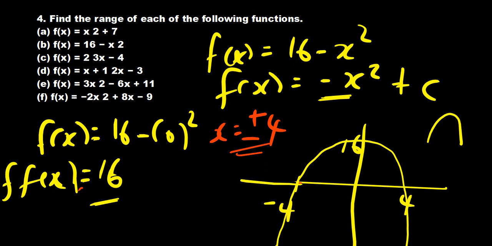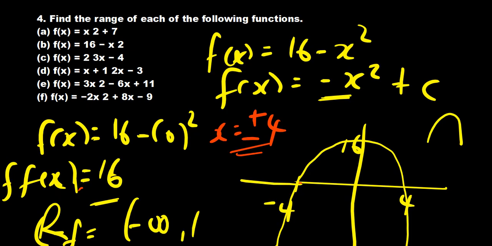Okay, so in this case, what would be the range, what would be all the y values? You are seeing that all the y values are just starting from negative infinity. So the range of this function will be from negative infinity to positive, it just ends at 16, the one that we found.